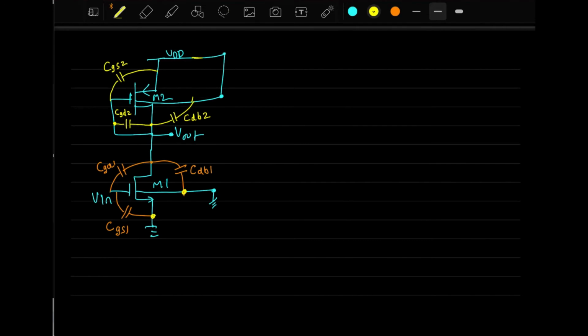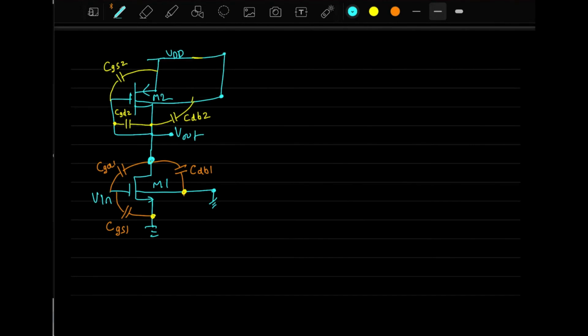How about any other one? Look carefully and you will get to know which one it is. There is one more capacitance which is 0. CDB1? No, it is not 0, because one node is at this point and another one is grounded, so it cannot be 0.